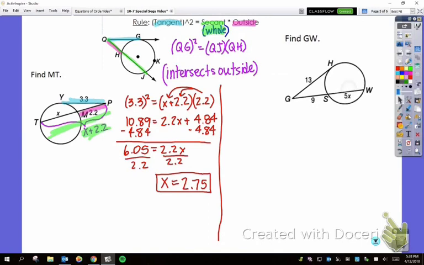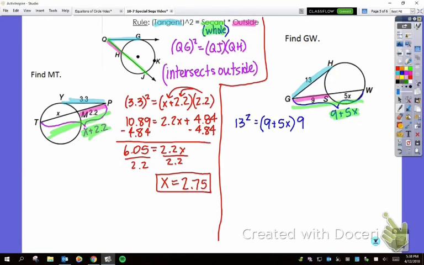Similar idea on this second one. All right, just one more example for you. We want to find GW. So we have to be a tad more careful on this one. Our tangent piece would be GH, that 13. We need the whole GW by adding 9 plus 5x. And then our outside piece would be that 9. And into our equation we go. So we say 13 squared equals the whole 9 plus 5x times the outside 9.